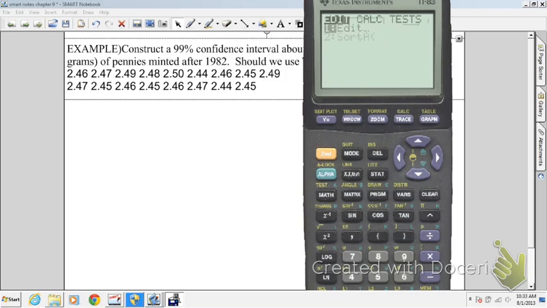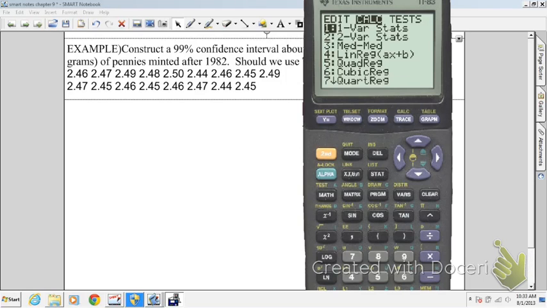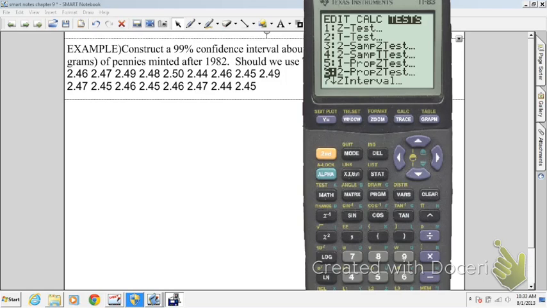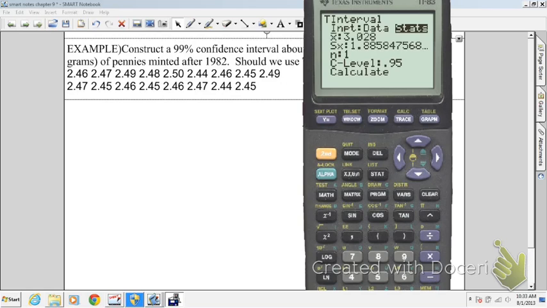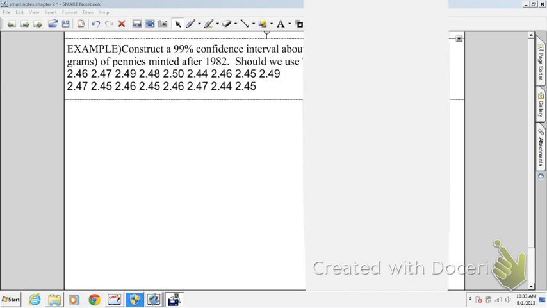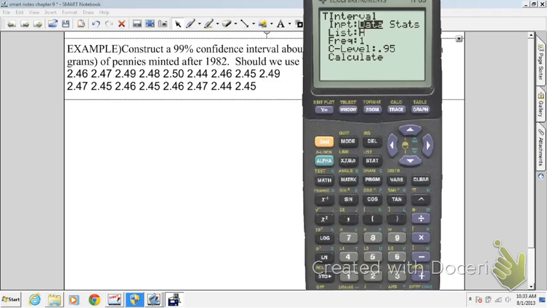Okay. Then stat, slide over to test, slide down to T interval. Hit enter. And up top here, it says data or stats. Well, I'm going to highlight data because I actually have data. Then I have to tell it what list. So let me shrink this so I can get it. L1, I have to tell it L1. Oops, I must have hit something there. Try that again. Tell it L1.